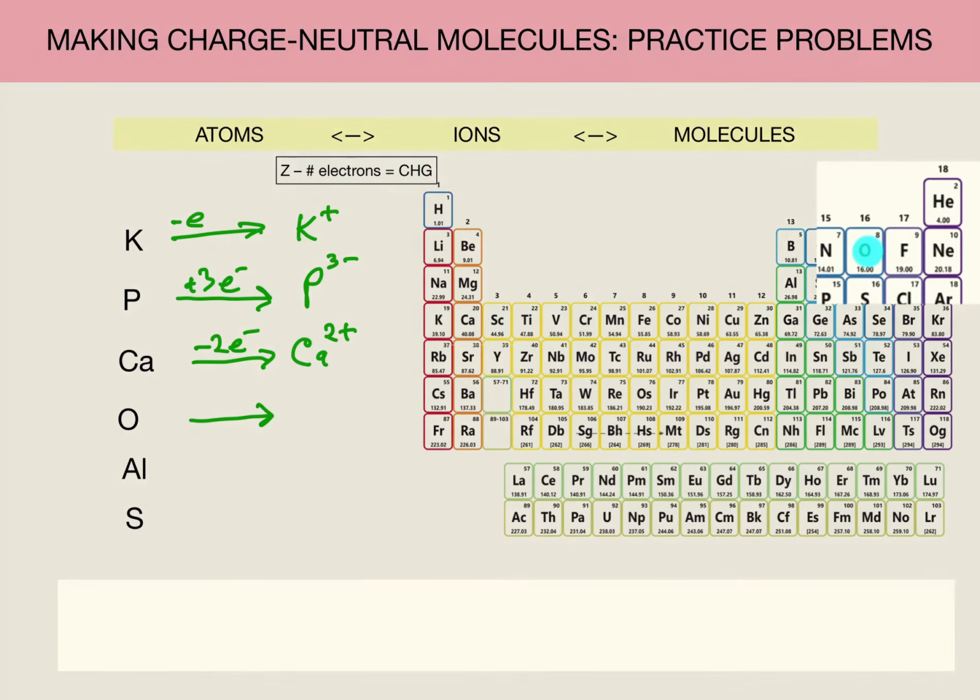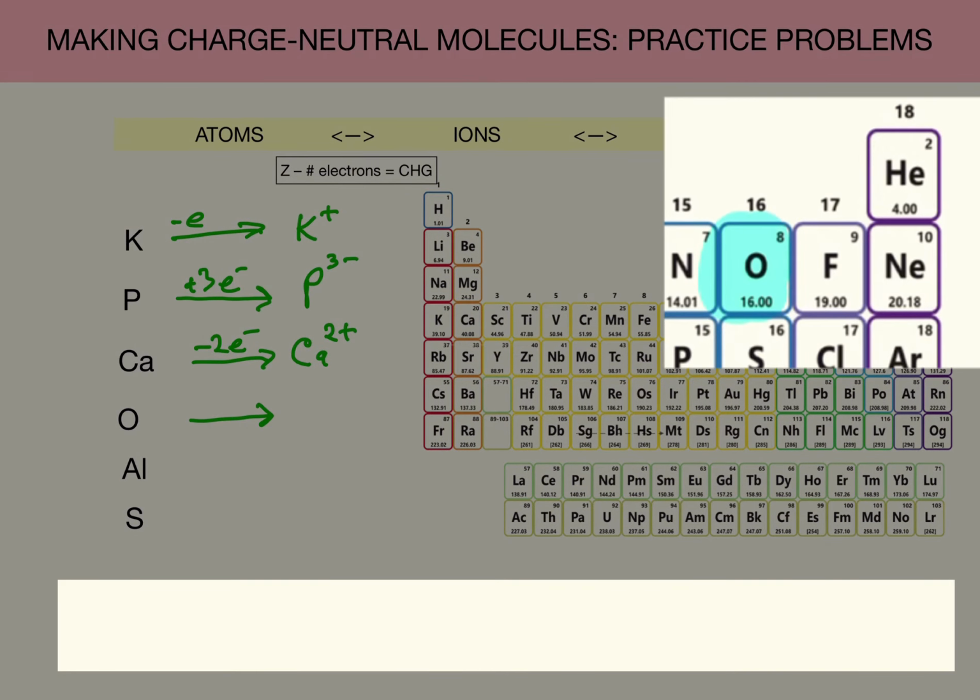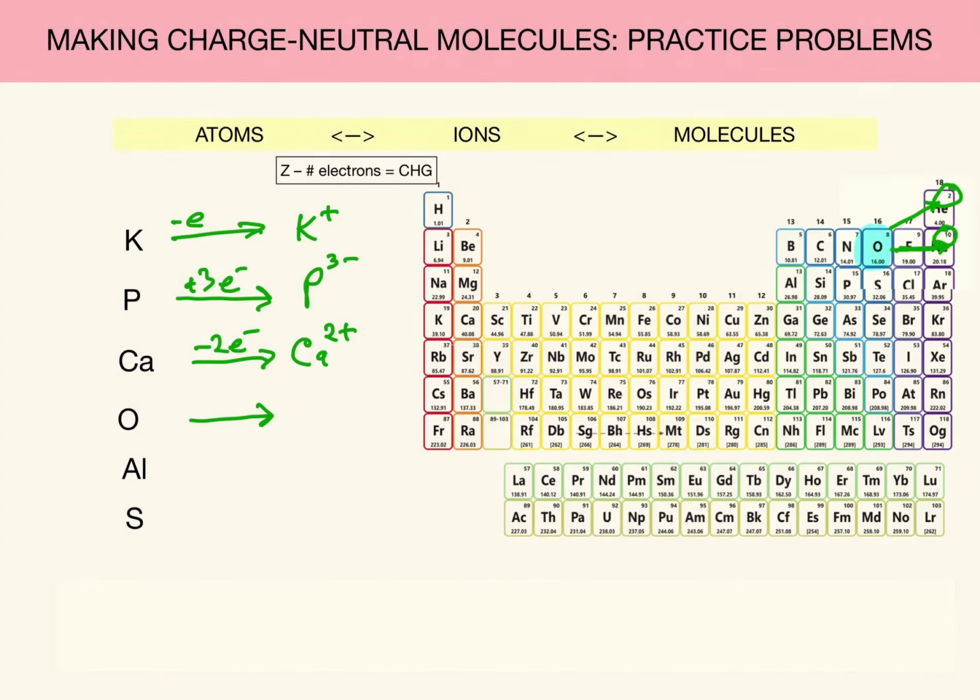Oxygen has 8 protons. To move into the noble gas column, it's either going to gain 2 and become 10 or lose 6. Its shortest path is to gain 2 electrons. Therefore, oxygen will take on a -2 charge as an ion.